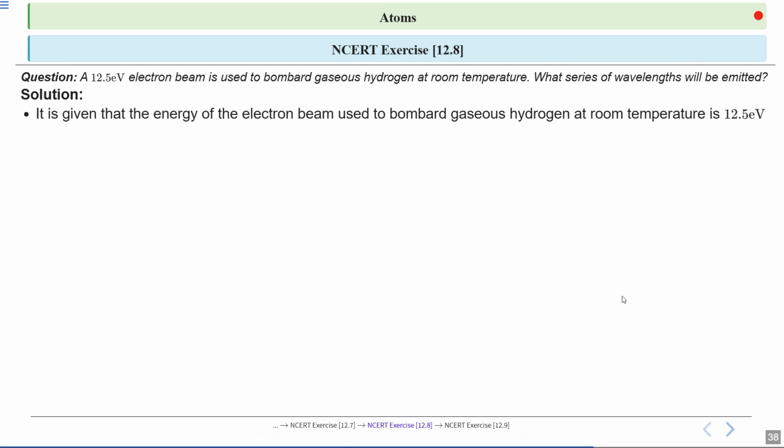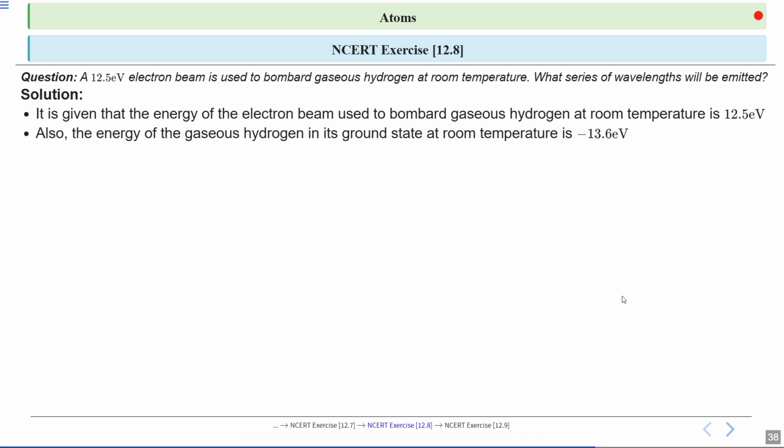First, let's note the energy of the electron beam. It's 12.5 electron volts, or remember 1 electron volt is the amount of energy gained by an electron when it's accelerated through a potential difference of 1 volt. This energy will be transferred to the hydrogen atom during the collision.